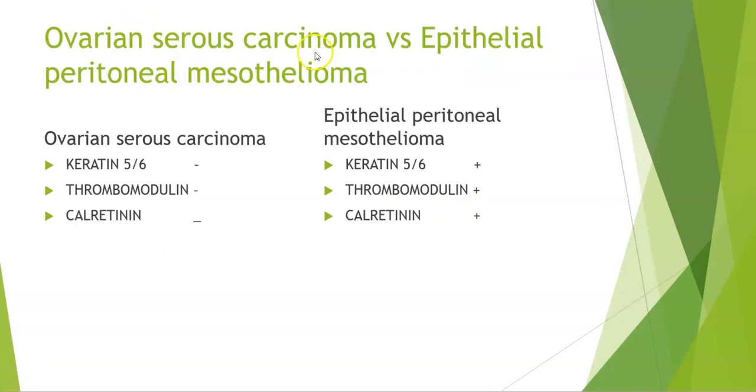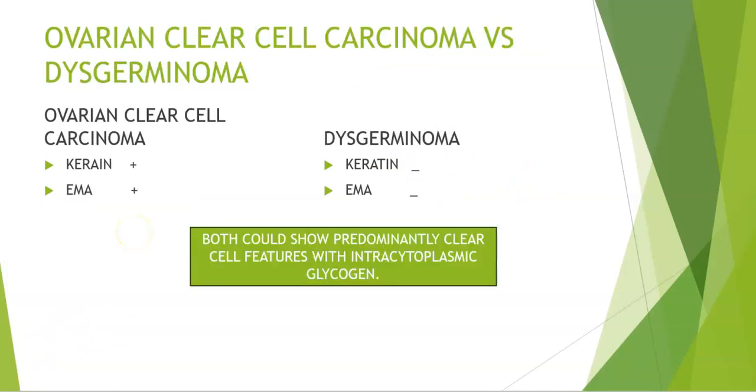Now, ovarian serous carcinoma versus epithelial peritoneal mesothelioma. Ovarian serous carcinoma will be negative for keratin 5-6, thrombomodulin and calretinin, while mesotheliomas will be positive for keratin 5-6, thrombomodulin and calretinin.